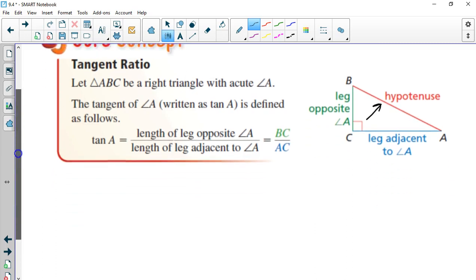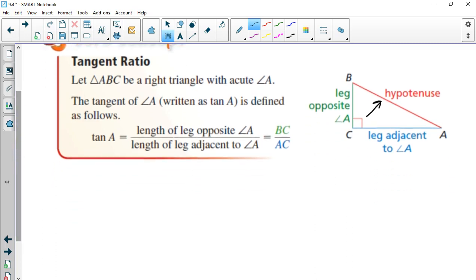Okay? But when we're talking about looking from angle A, we're looking here. And think about if we were actually standing here, and we were looking through a telescope. We're just looking down the road. Well, we have two sides, two legs. We have this leg way over here. And then we have this leg right here. Well, which one is closest to us? That would be AC, the blue line.